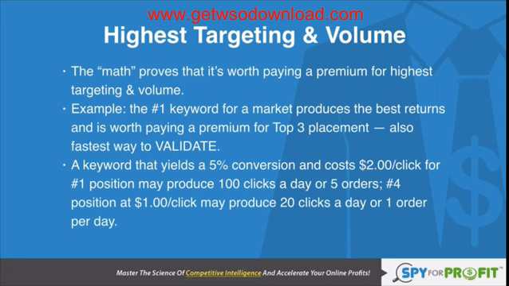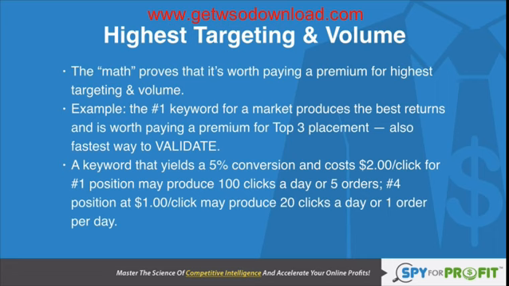So let's also say that to get the number one position on Google, it costs $2 per click, because people are bidding to see who will get in what position, and whoever pays the most will get the higher position. So let's say to get the very top in this example, it's going to be $2 a click. And let's say that number one position, because it gets the most traffic and clicks, produces 100 clicks a day. Well, at 5% conversion, that would be 5 orders.